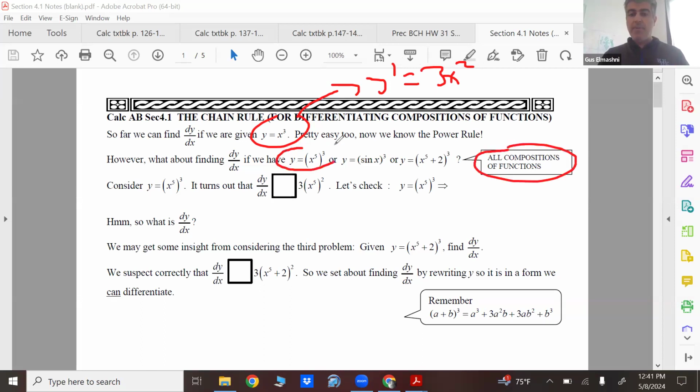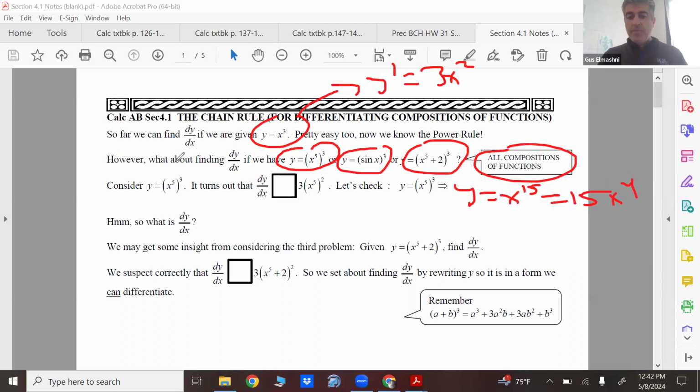Like, for example, x to the fifth then raised to the third, sine x raised to the third, or x to the fifth plus 2 raised to the third. It doesn't have to be raised to the third, it can be raised to any other power. But if I were to work this out, I know that's y equals x to the 15th power. And if I do the power rule, I get 15x to the fourth.